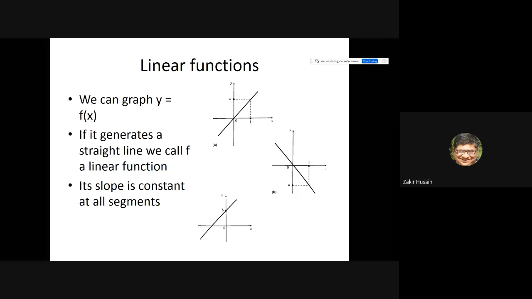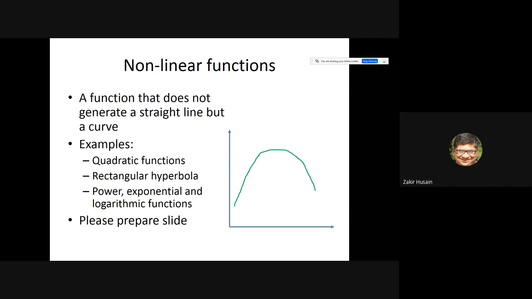Any function or mapping can be graphed, and if we generate a straight line, we call it a linear function. In case of a linear function, the slope is constant at all points. We can have positively sloped, negatively sloped. These pass through the origin, intercept is 0, but here the intercept has a non-zero value. And these are nonlinear functions, a function that does not generate a straight line. Examples: quadratic functions, rectangular hyperbola, power, exponential, and log functions.